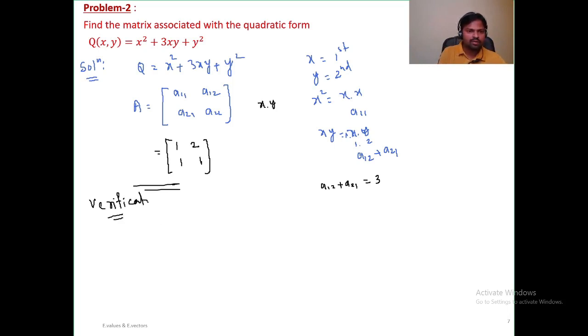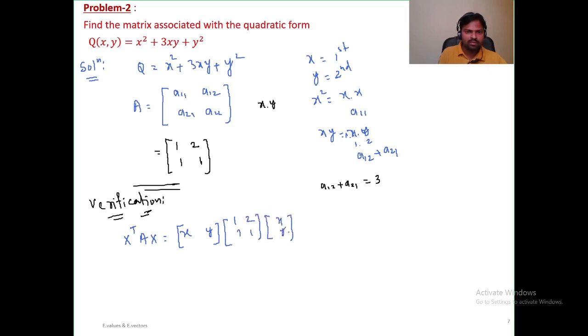Verification. It's not required, I am just verifying. Look at what is given first: the quadratic expression is x transpose A x. Here the variables are x and y, and the given matrix is [1, 2; 1, 1].